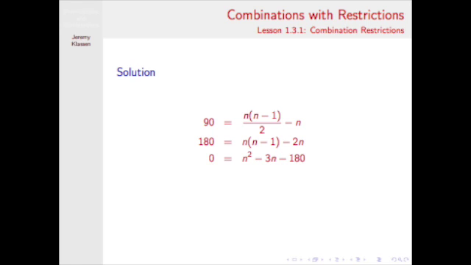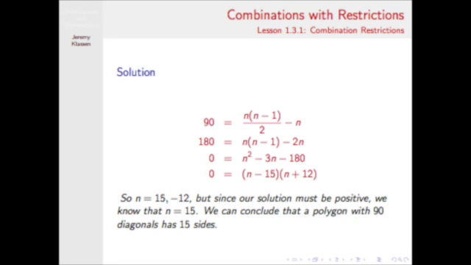Now at this point I can clearly see the quadratic popping out, so I'm going to multiply out the n times n minus 1, combine like terms, and bring the 180 over so that it's equal to 0. And then we factor the quadratic to get n minus 15 times n plus 12 is equal to 0, which gives us the results 15 and negative 12. And then again, since we're looking for just the positive solutions, we know that the only answer here is 15. And so we can conclude that a polygon with 90 diagonals has 15 sides.